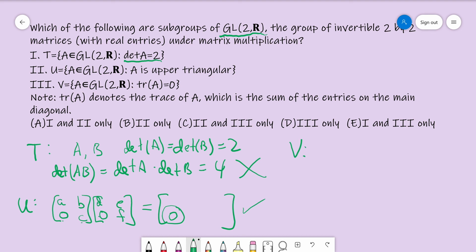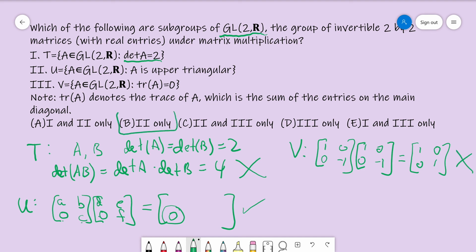And trace is the sum of the entries on the main diagonal. Well, let's think of an example. For example, if we take the matrix 1, 0, 0, negative 1, that has trace 0. But if we multiply it by itself, that's just going to give us the identity matrix, which definitely does not have trace equal to 0. The trace here is equal to 2. So this is not closed under matrix multiplication. So our answer is B, 2 only.